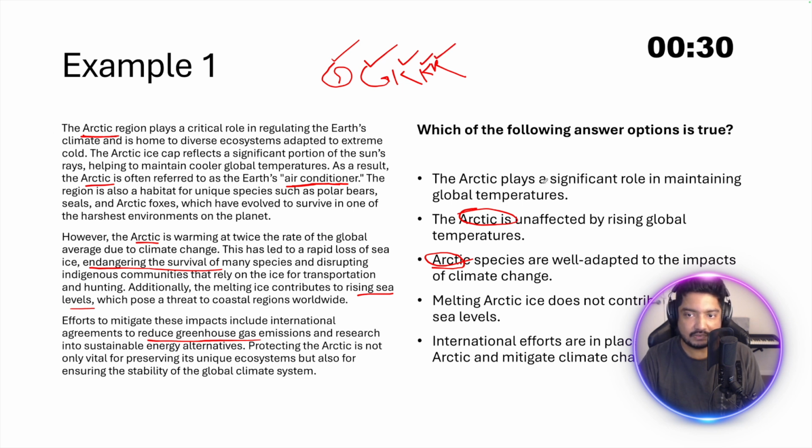The Arctic region plays a significant role in maintaining global temperatures. Yes, we saw that it acts as an air conditioner, so this is true. The Arctic is unaffected by the rising global temperatures. No, that's incorrect. Arctic species are well adapted to the impacts of global change. No, that's not correct. They are endangered. Melting ice contributes to sea level rise. No, that's incorrect as well. And international efforts, yes, that's the last paragraph. So I would go with options 1 and 5.